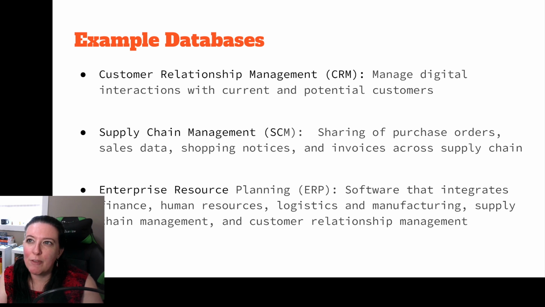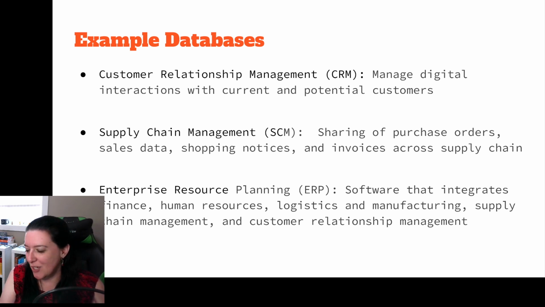And so sharing of information between these companies allows the supply chain to be more efficient, with less waiting, fewer back orders, making sure that the materials that the companies need are there when they need them. So you might be sharing purchase orders, sales data. You might be sharing information about shipping and logistics, so notices when things have been shipped out, shipping notices, and invoices across the supply chain.